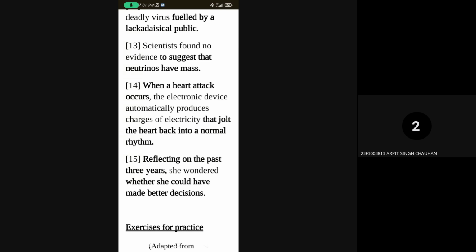It cannot be adjectival, adverbial, or noun clause. "To suggest that" is not adjectival. No, it is not adjectival because it does not fulfill the function of an adjectival clause or an adverbial clause. Okay.